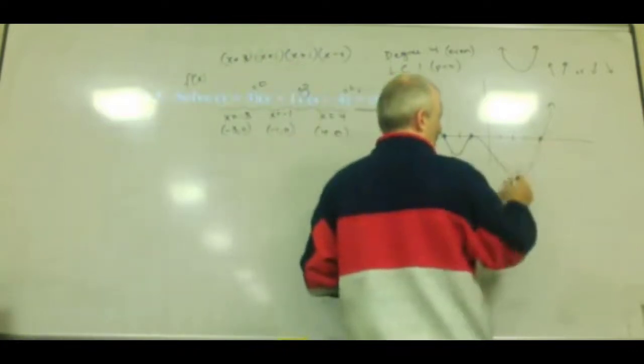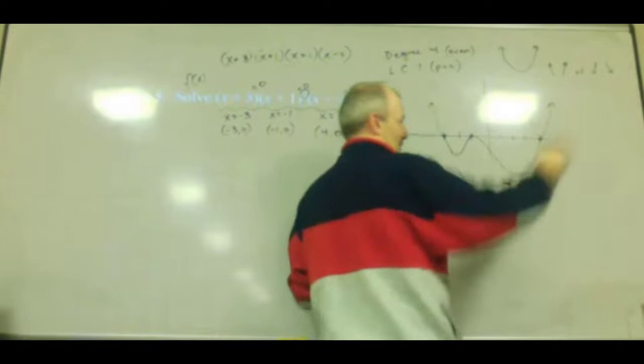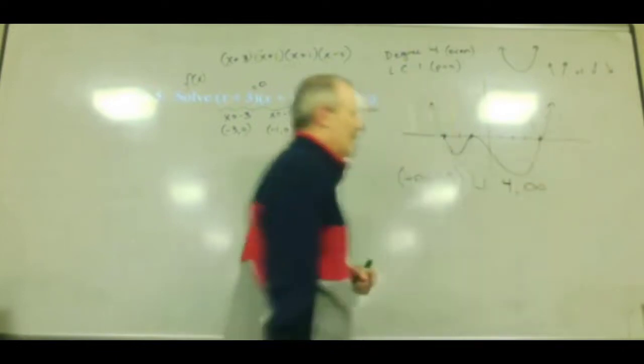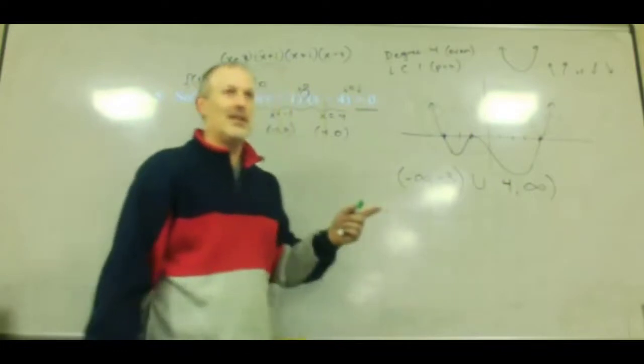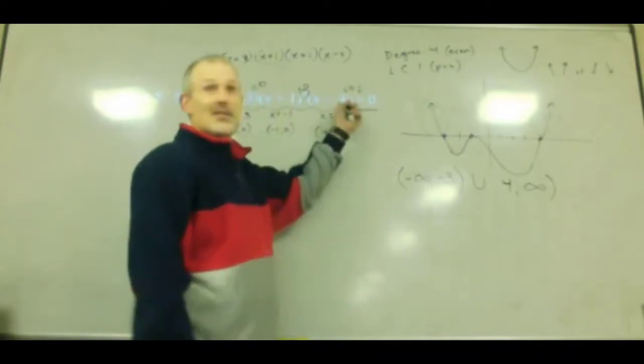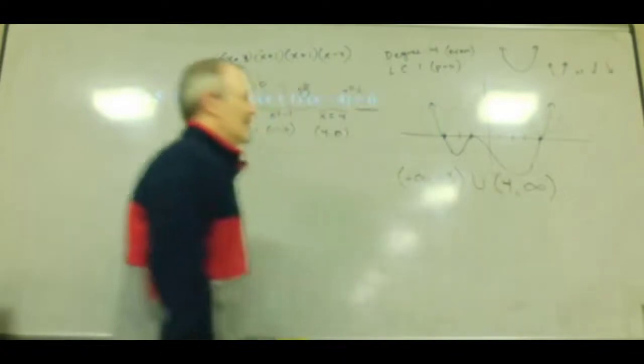4 is the lowest, and then it goes forever to infinity. Okay? And infinities always get parentheses. And what does the 4 get? Parentheses, again, because of this. It's just a greater than. So parentheses.